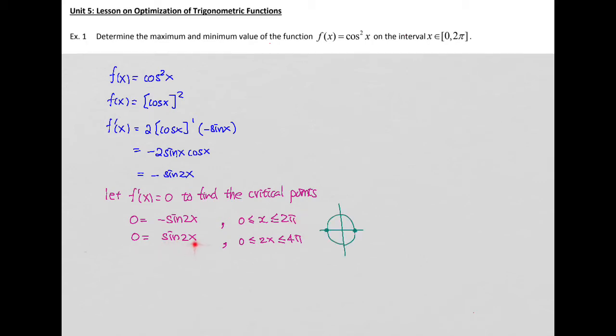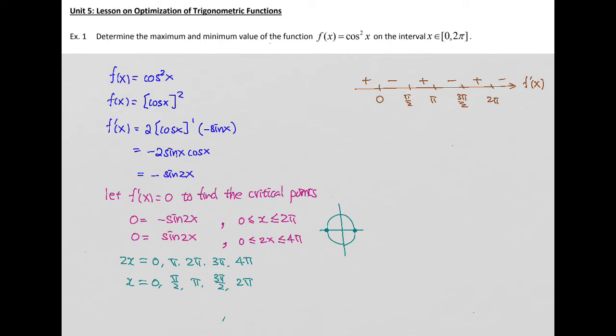We know the sine value means the y value. According to the unit circle, when the y value becomes 0, it is at this point and this point. Therefore, our angles will be 0, pi, 2 pi, 3 pi, and 4 pi. However, that's 2x, so to get x we divide every angle by 2. So x will be 0, pi over 2, pi, 3 pi over 2, and 2 pi. Those are all our critical points.